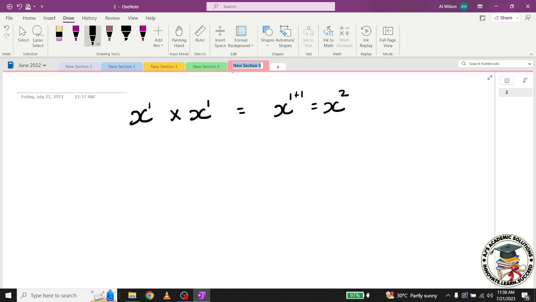So again, just remember, whenever you are multiplying variables, you look at the powers they have. In this case, we notice that it was just x times x. Whenever you have a variable by itself, the power is 1. Likewise, the coefficient is also 1. So always remember that.